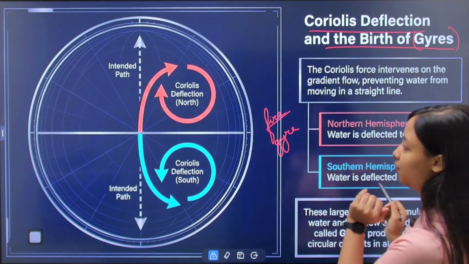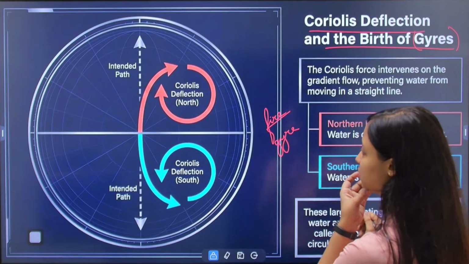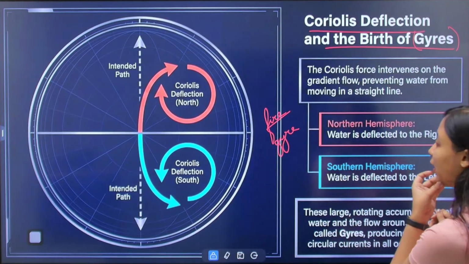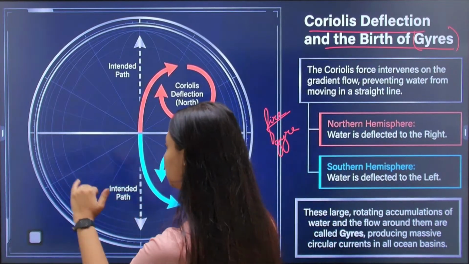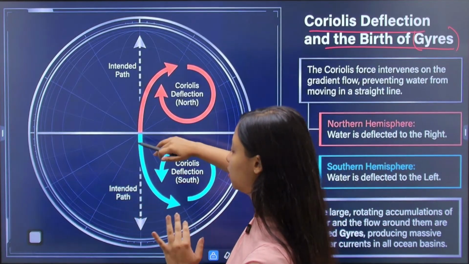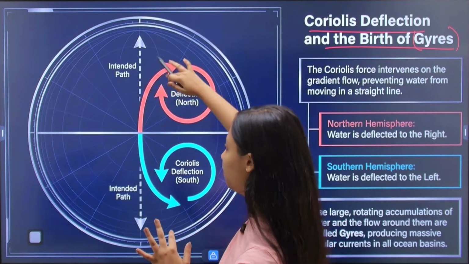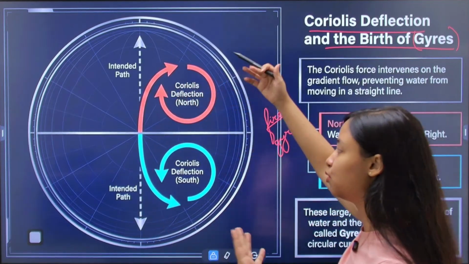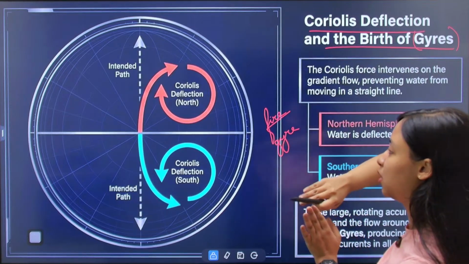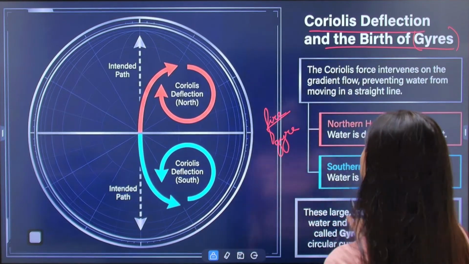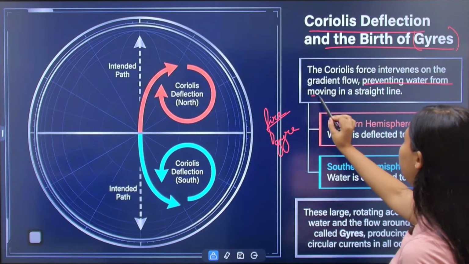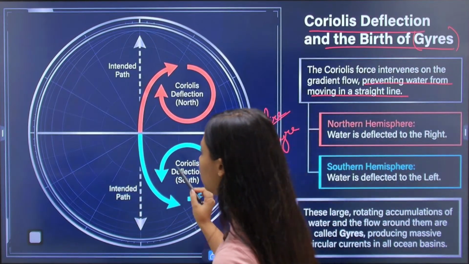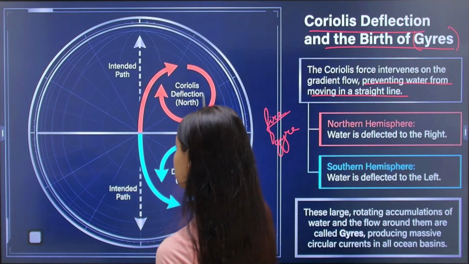Whatever flow that we have experienced from the equator towards the poles, the water moves. Why does the water move from equator to the poles? Because of that gradient from the equatorial bulge to the mid latitudes. That's why ocean currents always flow from the equator towards the poles, in both directions. The gradient flow is prevented from moving water in a straight line. So water will not move in a straight line because of the Coriolis force.